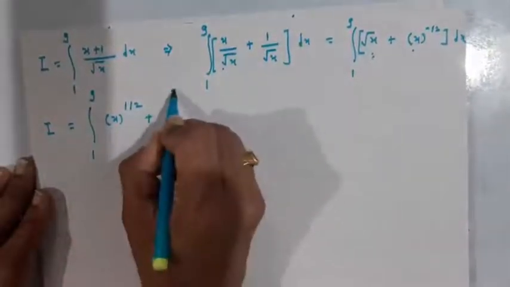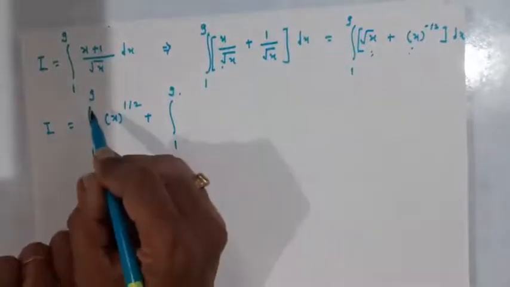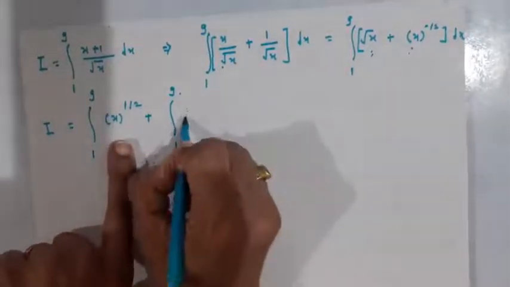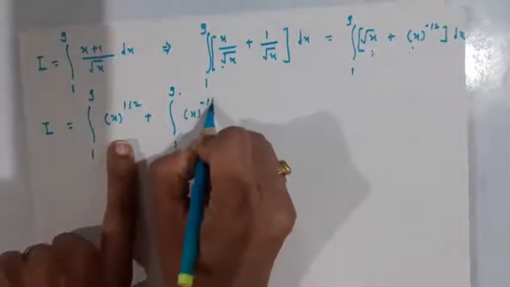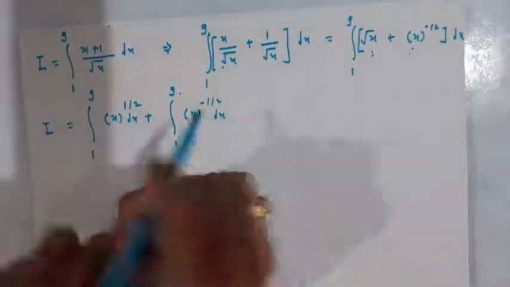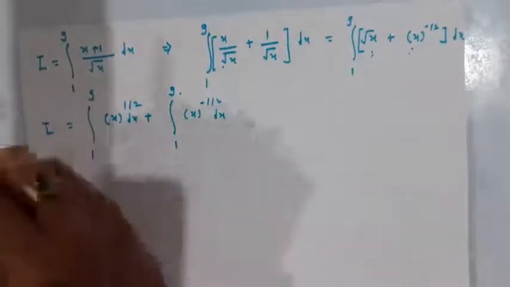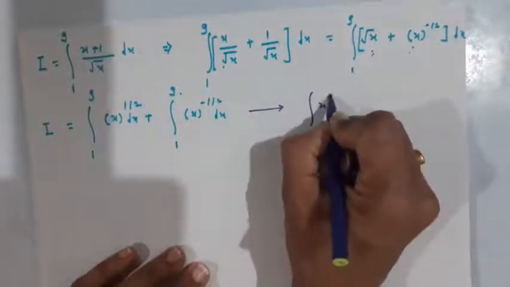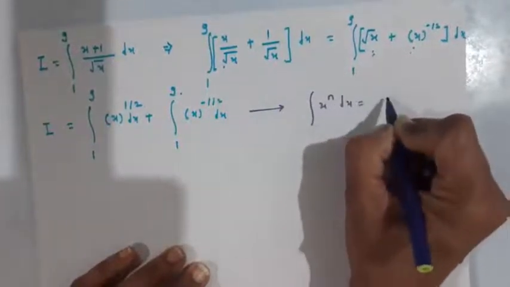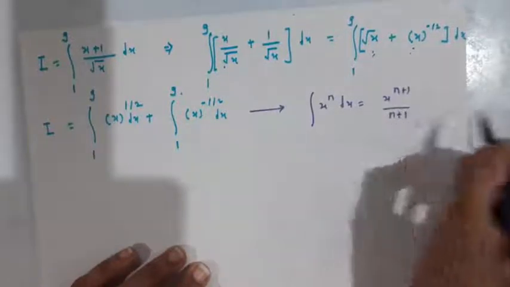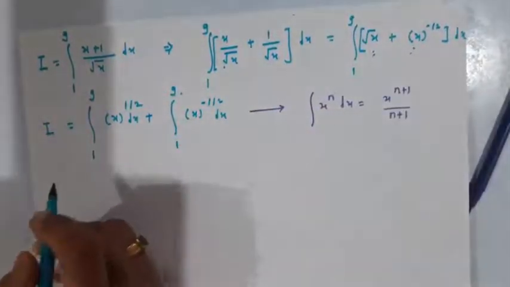So in this way you have to write, students, the limits of integration. Now x raised to minus half with respect to x, and now solve the integration. Students, you know the formula: integration of x raised to n with respect to x is x raised to n plus 1 upon n plus 1. By using this formula, you have to solve.